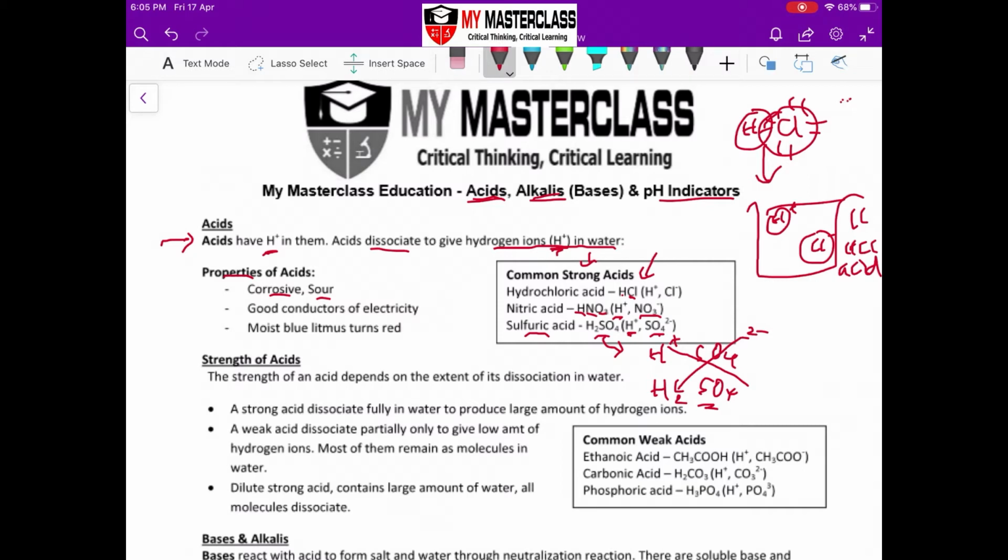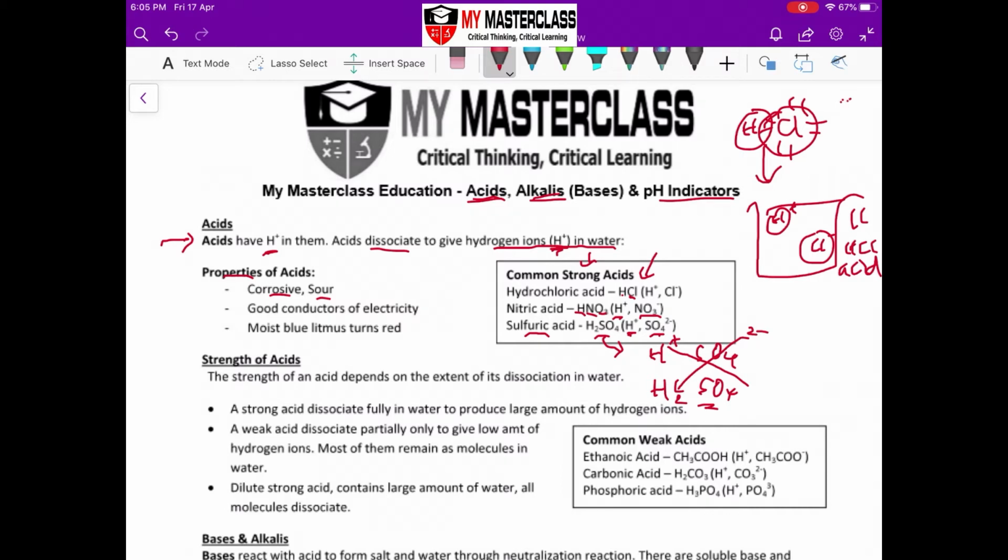A very common example of acid found in daily life is inside your citrus fruits. Citrus fruits contain citric acid. It's the presence of citric acid in the citrus fruits, for example your oranges and lemons, that makes the fruits sour. Apart from that, another common example of an acid is ethanoic acid. Ethanoic acid is found in vinegar. Vinegar, if you have tasted it before, is also sour.